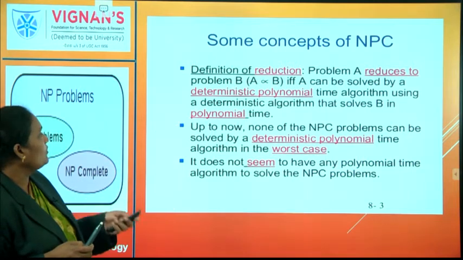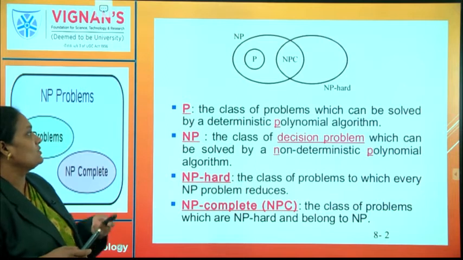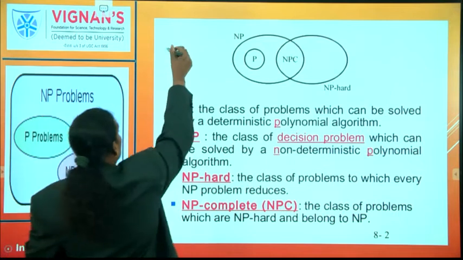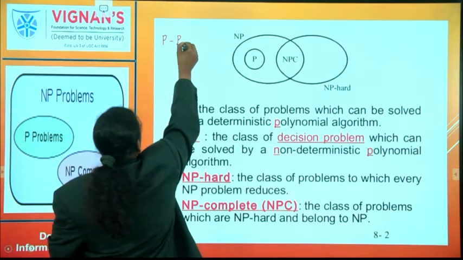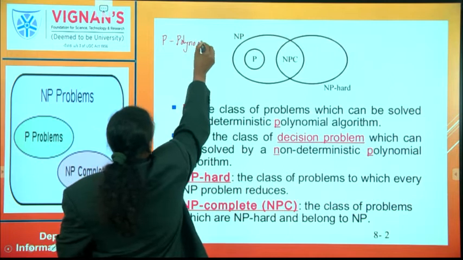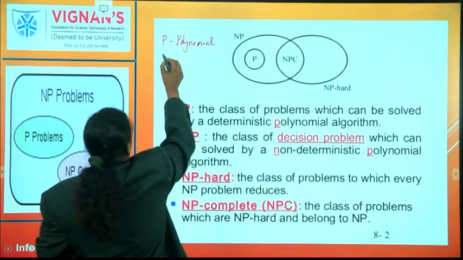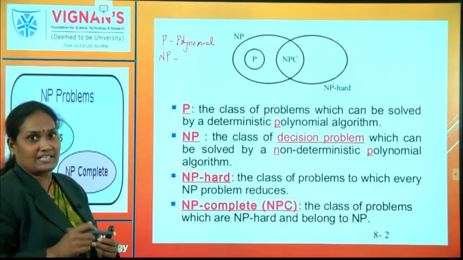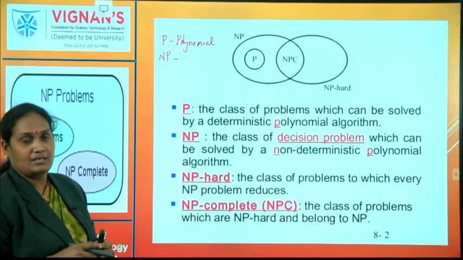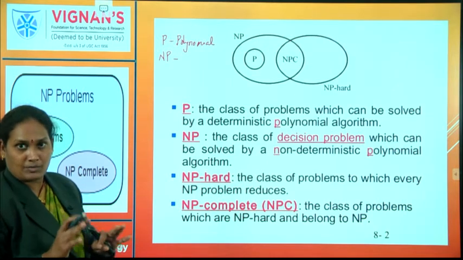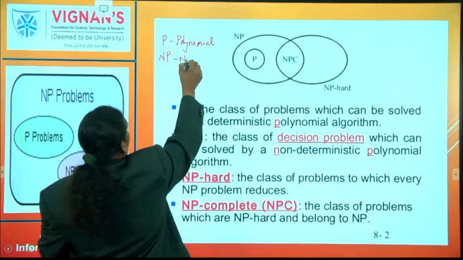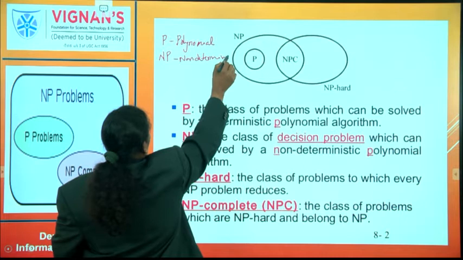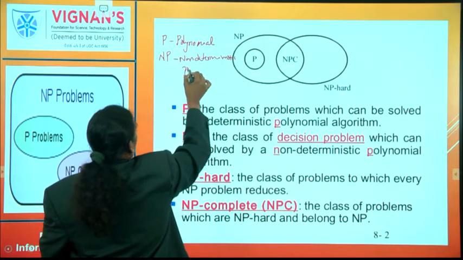Then we are going to see what P problems, NP problems, NP-complete and NP-hard problems are. Here you may think that P means polynomial problems. What are NP problems? You may think that NP means non-polynomial. But NP is not non-polynomial. NP means non-deterministic polynomial problems.